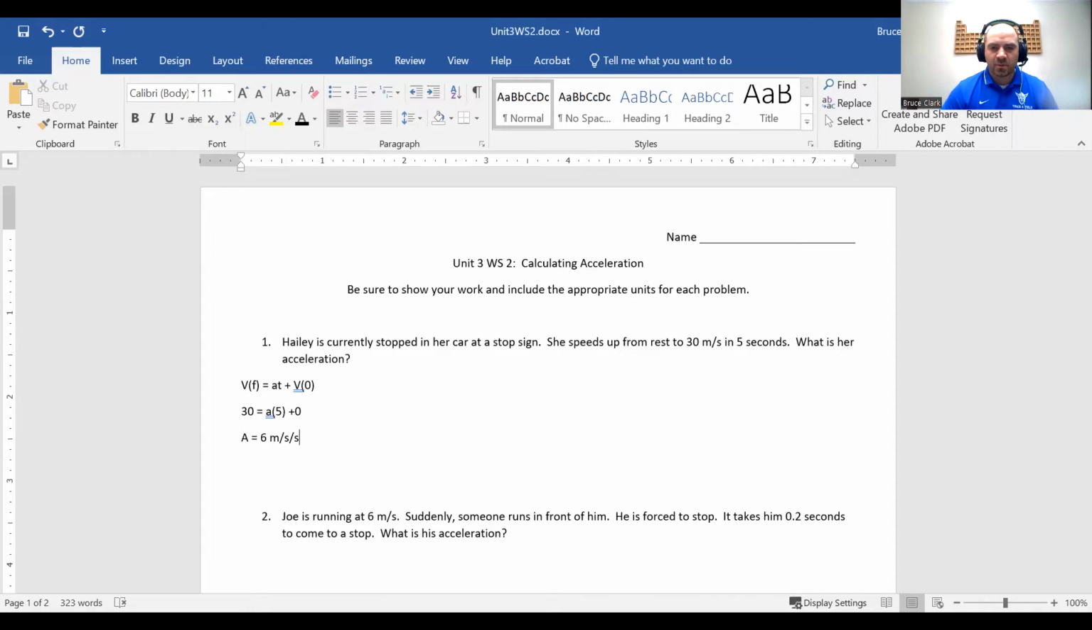Okay, so there's question number 1. That's how we handle our first acceleration formula there. So good luck with that. Answer keys will be coming out tomorrow.